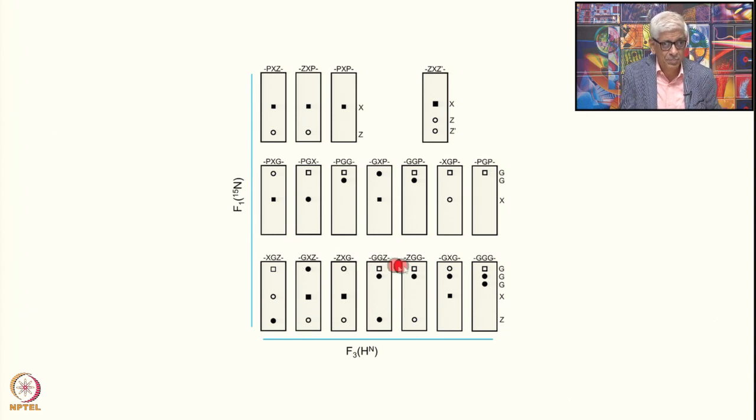Therefore, the peak patterns which you are seeing are extremely important in walking along the polypeptide chain. You immediately identify, okay, are you doing the right thing or not? You go from one residue to another residue, and if you hit a glycine in the middle, then you must get these sort of peak patterns, positive and negative combinations, and that will be extremely useful for rapid assignments of your polypeptide chain.